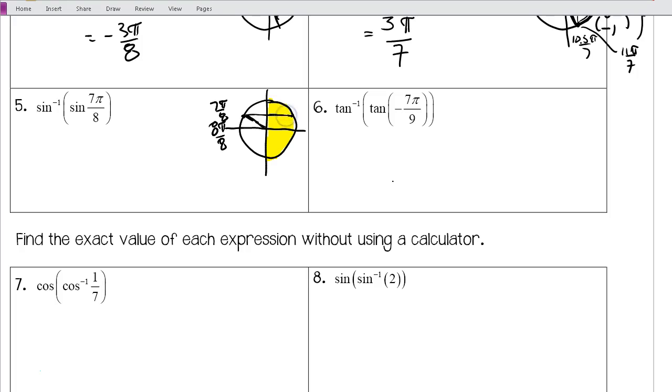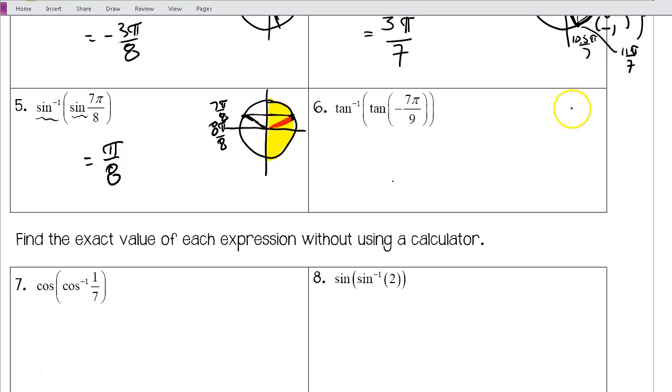So if I draw straight across here, this angle here will have the same y value as 7 pi over 8. So we just need to figure out what that is. Since this is 1 pi over 8 away from the x-axis here to 8, this has to be 1 pi over 8 away over there. So then the answer here would be 1 pi over 8. Alright, we're looking for an angle in the right part of the circle, or the correct part of the circle, that has the same y coordinate, because we're talking about sine and inverse sine.